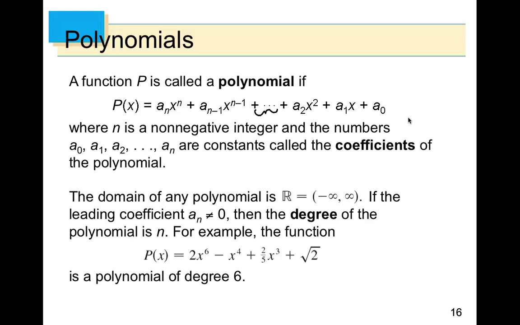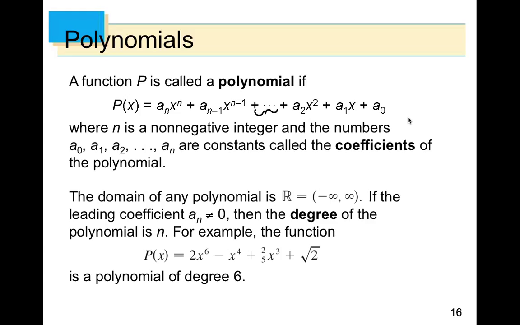The domain of any polynomial that we're going to work with is 9 times out of 10 going to be negative infinity to positive infinity, or all real numbers. And if the leading coefficient a sub n does not equal 0, then the degree of the polynomial is n. For example, if P of x is 2x to the 6th minus x to the 4th plus 2/5 x to the 3rd plus root 2, the polynomial is of degree 6. It's just going to be the leading exponent. The highest value exponent will be the degree of your polynomial.